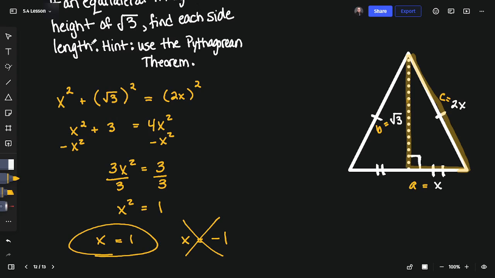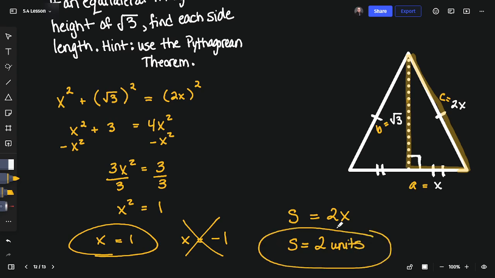But our problem asks us to find the length of each side. Have we done that? No, not quite. X represents half of one of the side lengths. The entire side length would be c equals 2x. Or, in our case, we can substitute s for the side length. S equals 2 times x. And if x is equal to 1, then our side length is 2 units. And we have then successfully solved the problem.